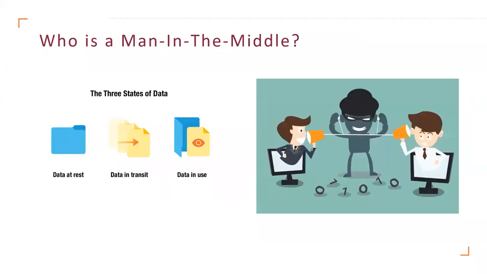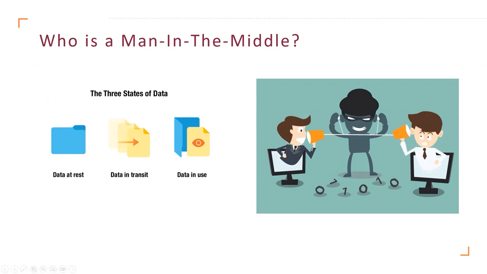Before understanding who a man-in-the-middle is, let's understand the three states of data. Data can be at rest, in transit, or in use. Data at rest is stored on a device. Data in use is being used by a process, say data in the RAM or the registers. And when data is in transit, it is being communicated between multiple parties.